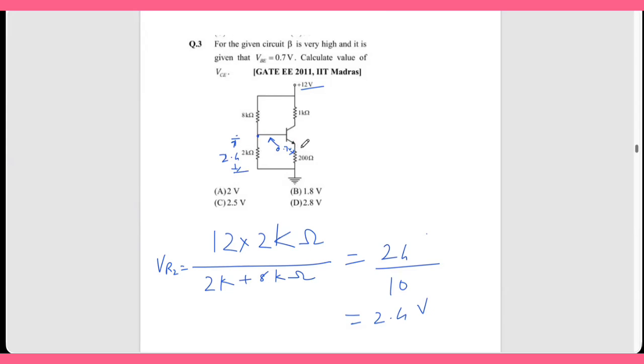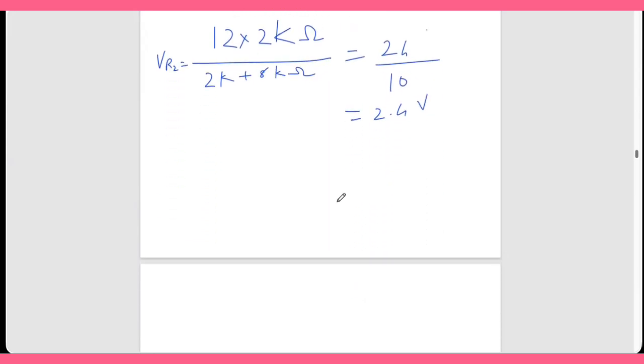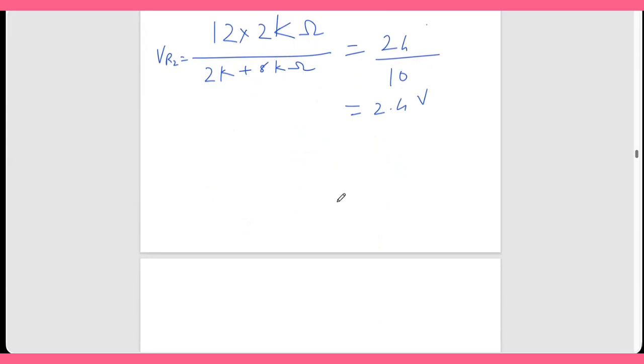This drop is 0.7. So what will be the remaining voltage? 2.4 minus 0.7 is how much? 1.7 volt. 1.7 volt is this drop. So once you know the drop is 1.7, that is IE into RE is 1.7 volt. What is IE? We don't know IE, we know RE. IE into 200 is equal to 1.7.